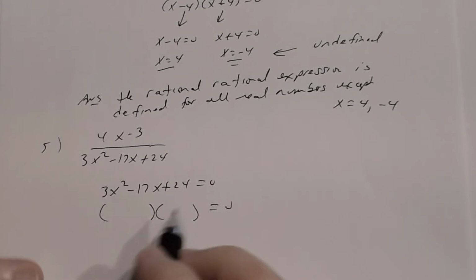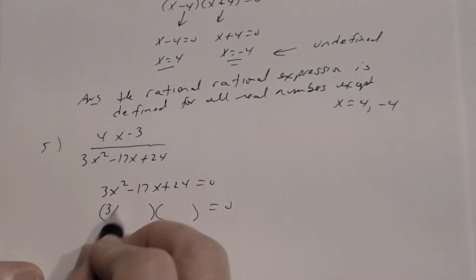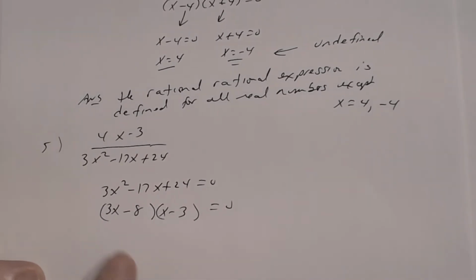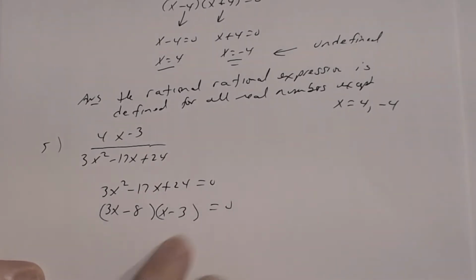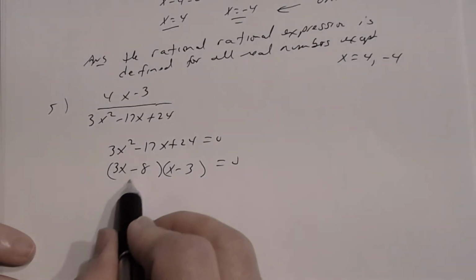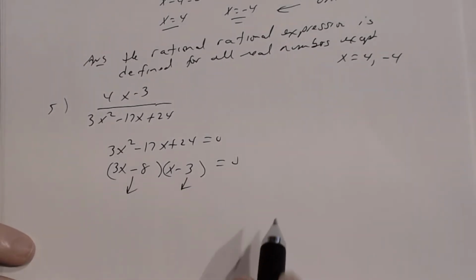And so when I factor this, let's say I'm going to get 3x minus 8 and that's going to be x minus 3, and that should work. So the outer is negative 9x, the inner is negative 8x. I'm going to add them up, I get negative 17, and a negative 8 times a negative 3 is a positive 24. And so once I factor, I have this product that's 0, so the zero factor property says one of these must be 0.